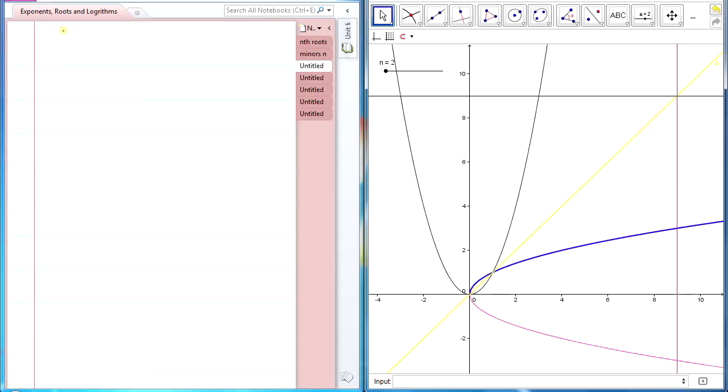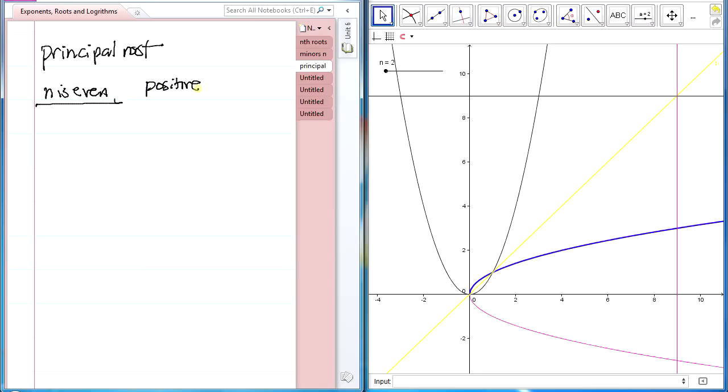What it is doing for a square root is choosing what is called the principal root. And there are rules for this. The rule says that if n is even, and that's important, the principal root that comes back will always be the positive nth root of your answer.